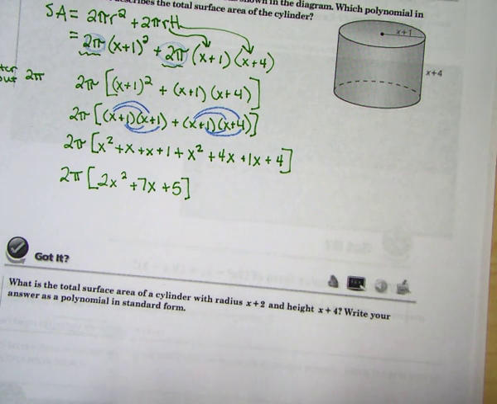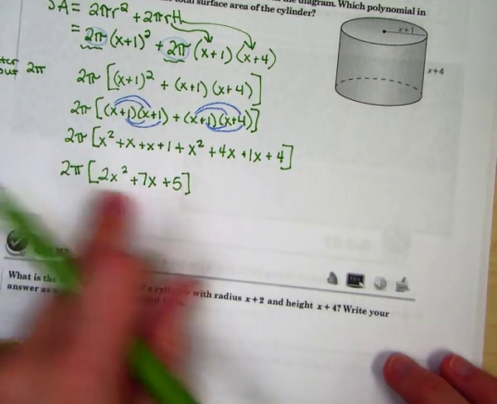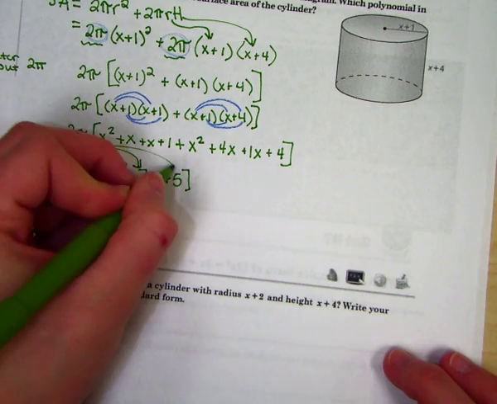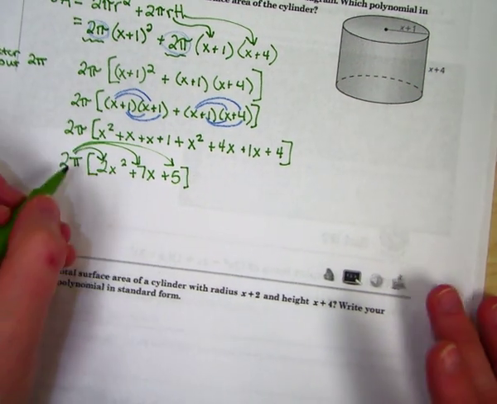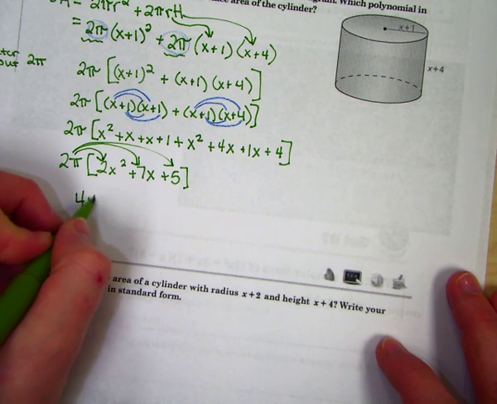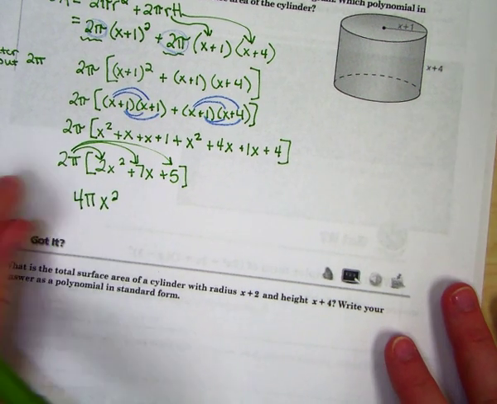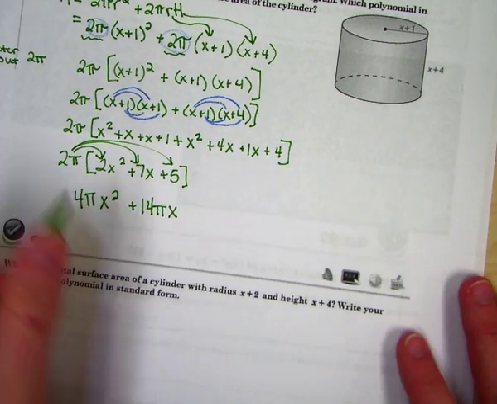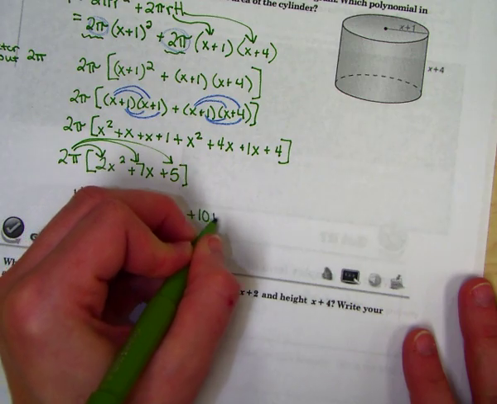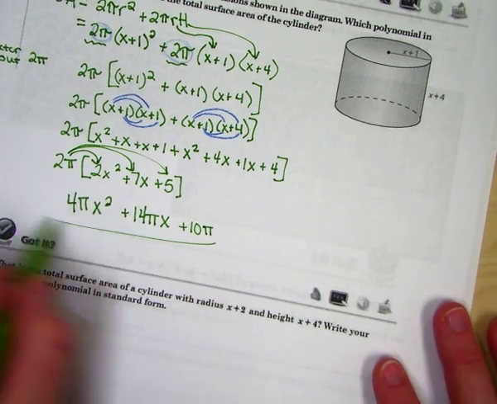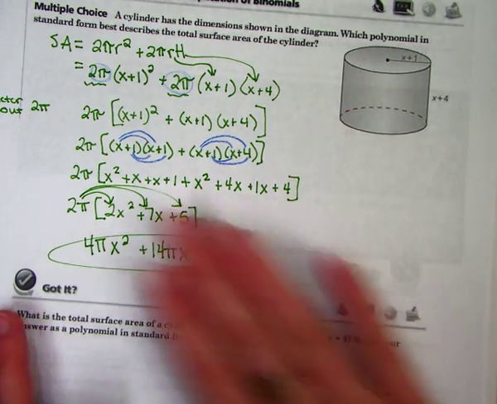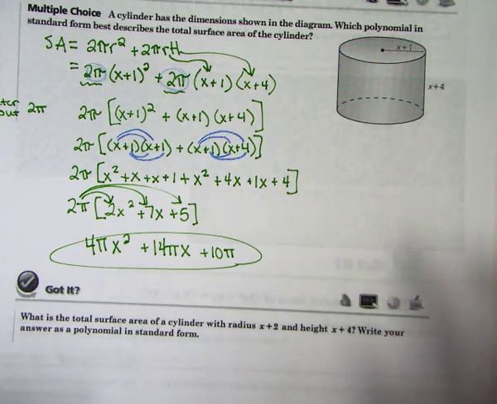This is the answer. Now, let's say it was multiple choice and this wasn't in there, they may have distributed the 2 pi in, which of course we're going to do. 2 times 2 is 4, with a pi and an x squared. 2 times 7 is 14, with a pi and an x. 2 times 5 is 10, with a pi. This is written in standard form and is how you write the surface area of this cylinder. Lots of fun.